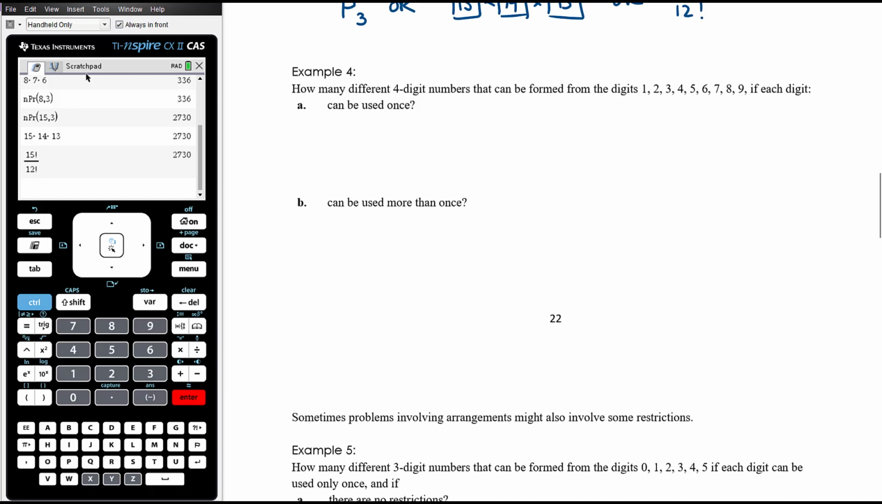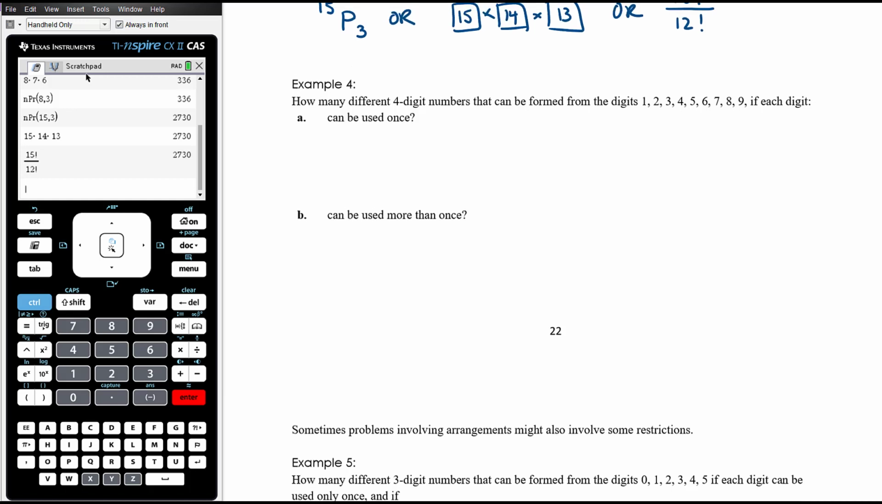Okay, example 4. How many different 4-digit numbers can be formed from the digits 1, 2, 3, 4, 5, 6, 7, 8, 9 if each digit can be used only once, or if each digit can be used more than once? Okay, so I have a 4-digit number, so 4 positions in which to arrange digits. We have a total of 9 digits to choose from.